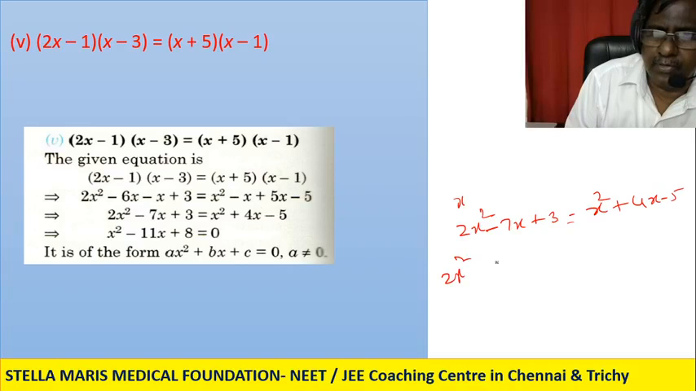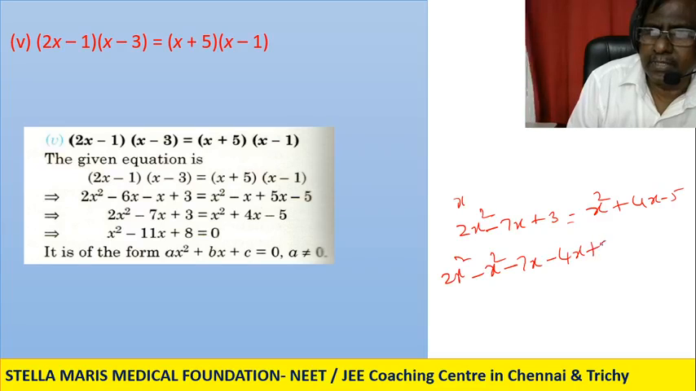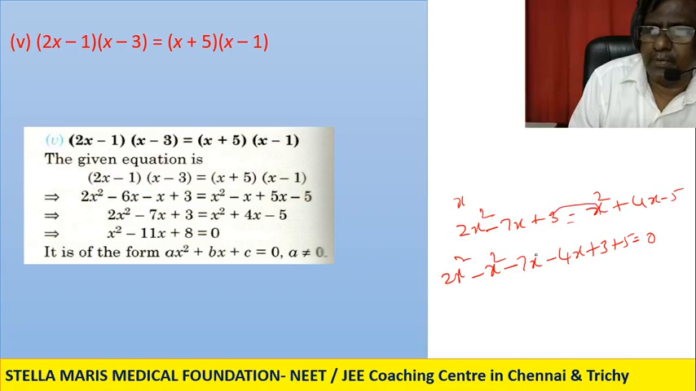2x square, when you bring that x square to this side, minus x square, minus 7x, minus 4x, plus 3 plus 5 equal to 0. You know how it is all coming. See, when I take this x square to this side, it will become minus x square. Likewise, when I take this 4x to this side, it will become minus 4x. When you take minus 5 to this side, it will become plus 5. See, the signs will change and we are putting like this.